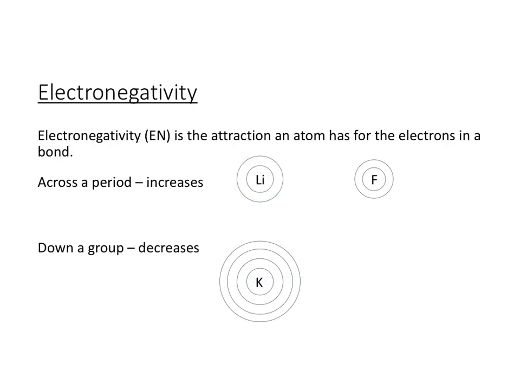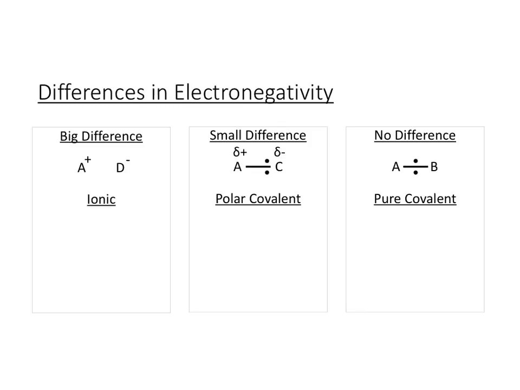The different types of bonding then arise when the atoms have a different electronegativity from each other. So there are 3 scenarios we could have when comparing electronegativity of 2 different atoms that are bonding. We could have a really big difference in electronegativity which will result in an ionic bond, a small difference which can result in a polar covalent bond, or when there's no difference at all, and that's what we would call a pure covalent bond. We're just going to take a moment to look at each of these in turn.